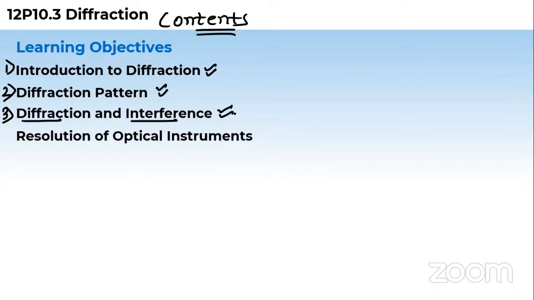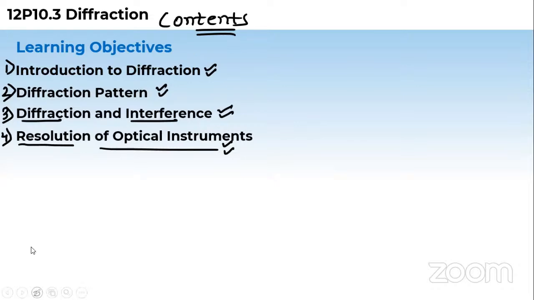What is the difference between diffraction and interference? We'll understand. Then the fourth point is, we'll go through the resolution of optical instruments. We'll understand what we mean by the resolution of optical instruments. So I hope you have written. I'm giving you 1 minute to write all these 4 points in your notes. Then we'll start with the first.